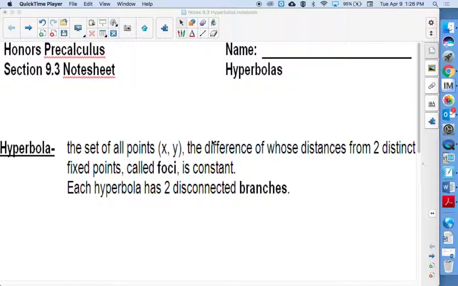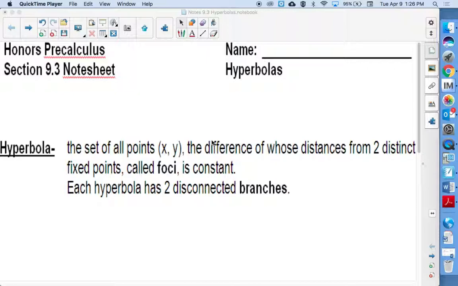So we'll talk about eccentricity, which tells us how wide or narrow the conic is and how that actually forces the conic to be a circle, a parabola, a hyperbola, or an ellipse. So the eccentricity would actually describe the type of conic we have.